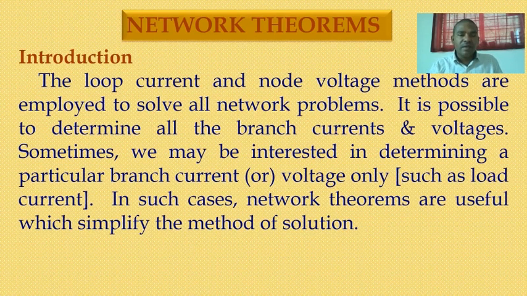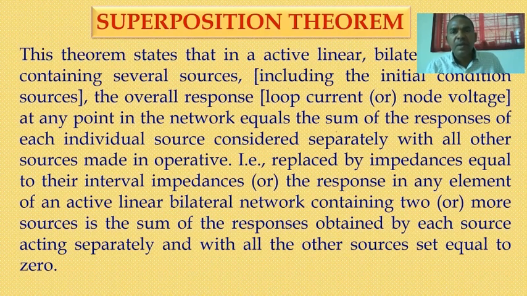Okay, so the first one is the superposition theorem. You already studied the superposition theorem, but anyway, I am recalling the same thing. The statement of the superposition theorem is: in any linear active bilateral network, the overall response must be equal to the algebraic sum of the responses. So listen carefully. The overall response must be equal to the algebraic sum of the responses, with one source acting at a time and the remaining sources made zero.